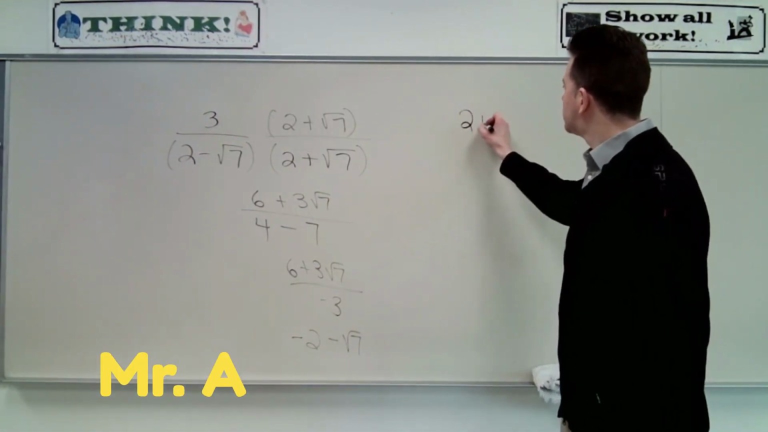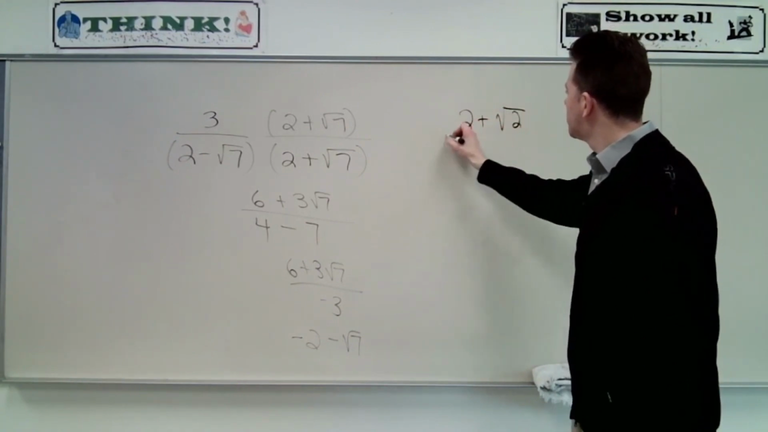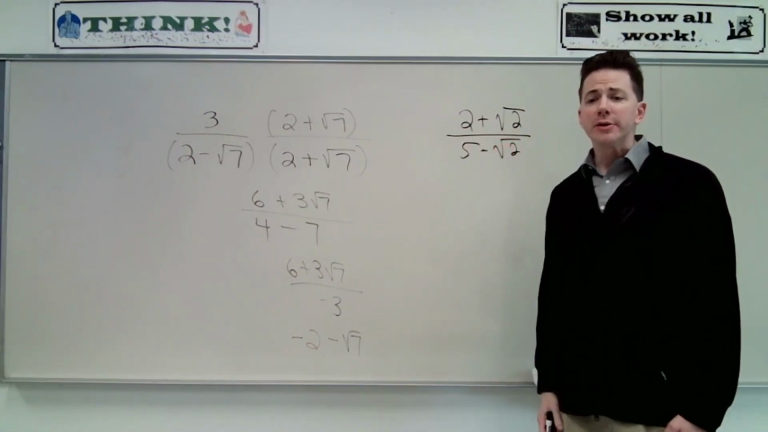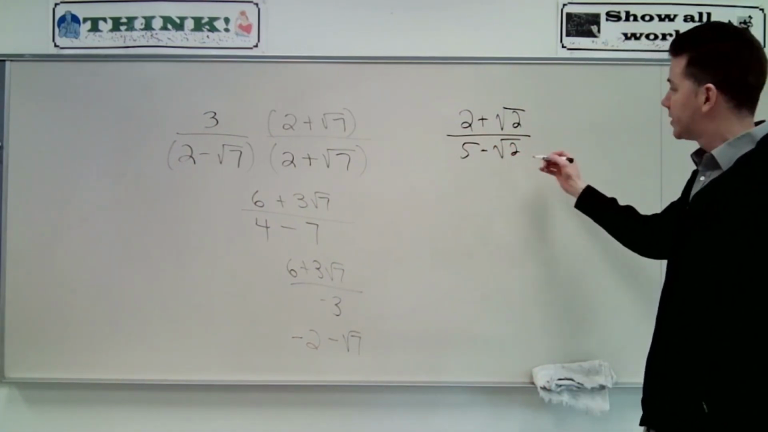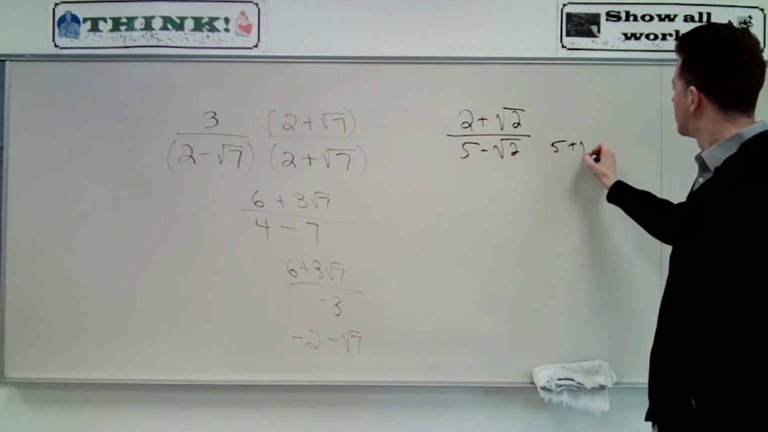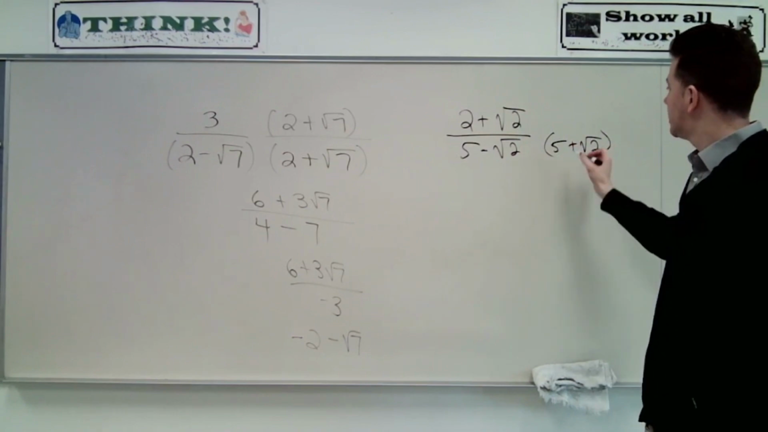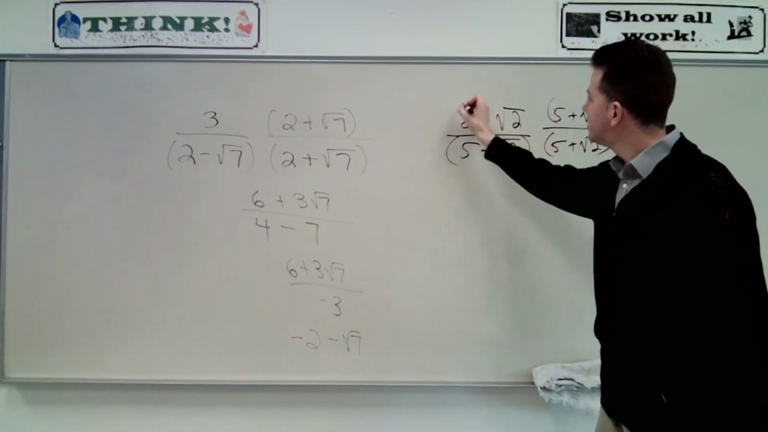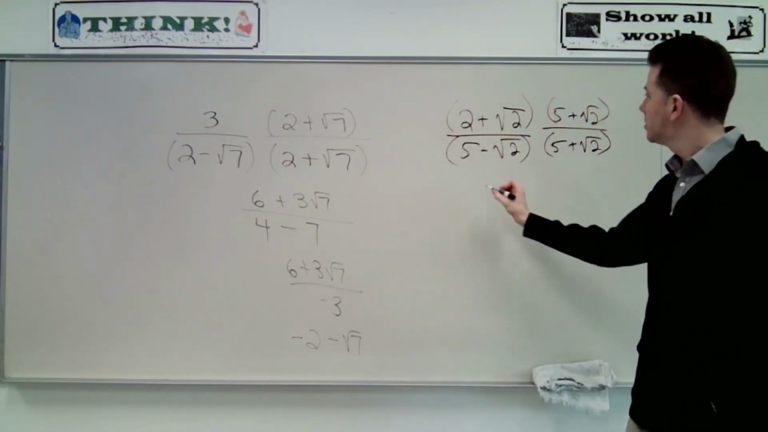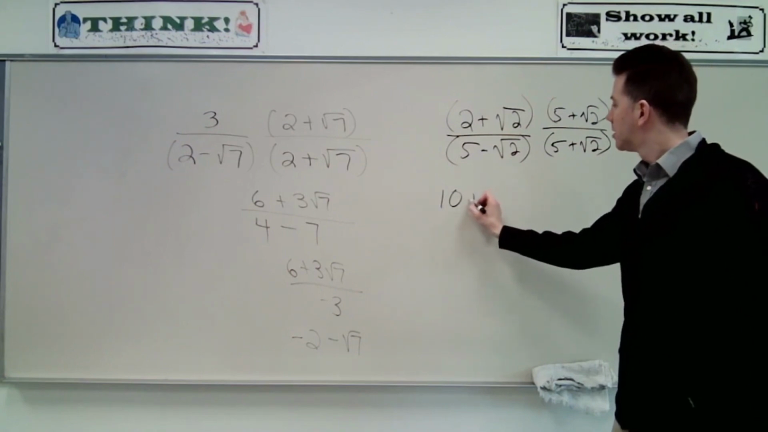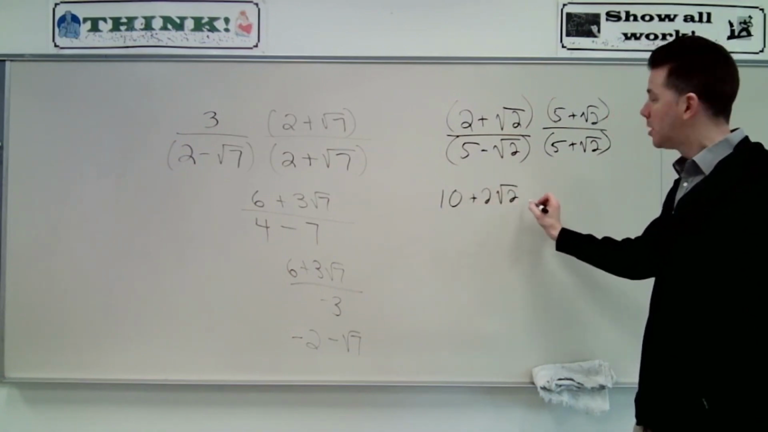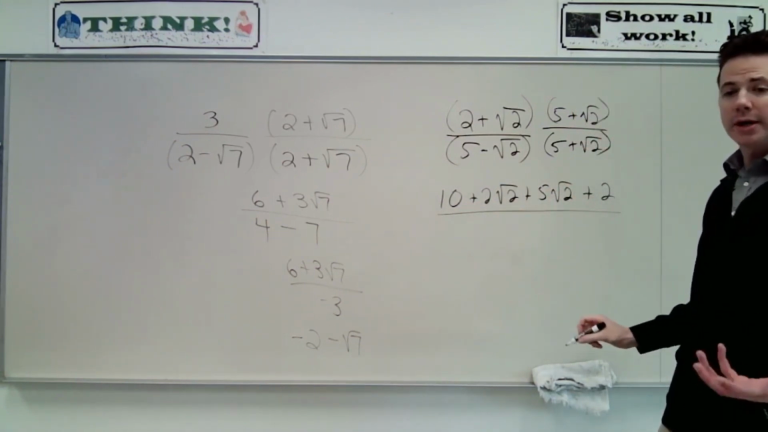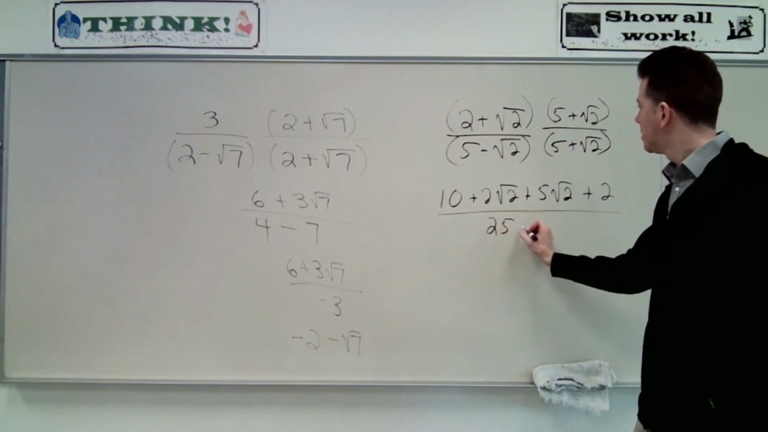So let's take a look at 2 plus the square root of 2 over 5 minus the square root of 2. As Cap Sam mentioned in the first example, we're going to go ahead and use the conjugate of our denominator as a form of 1 to help us finish this example. So we're going to add some parentheses here, and when we go ahead and do our distribution, we're going to end up with 10 plus 2 square roots of 2 plus 5 square roots of 2 plus 2 all over our denominator, which will become 25 minus 2.